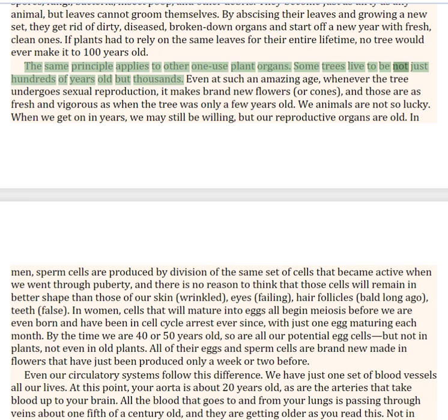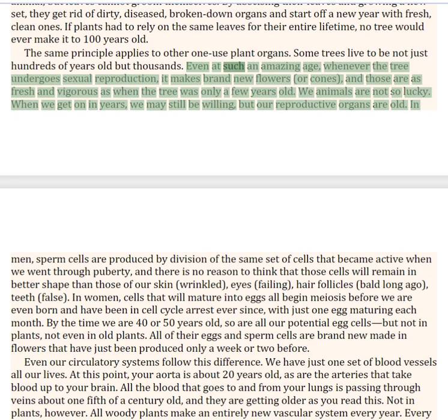Some trees live to be not just hundreds of years old but thousands. Even at such an amazing age, whenever the tree undergoes sexual reproduction, it makes brand new flowers, and those are as fresh and vigorous as when the tree was only a few years old. We animals are not so lucky. When we get on in years, we may still be willing, but our reproductive organs are old.